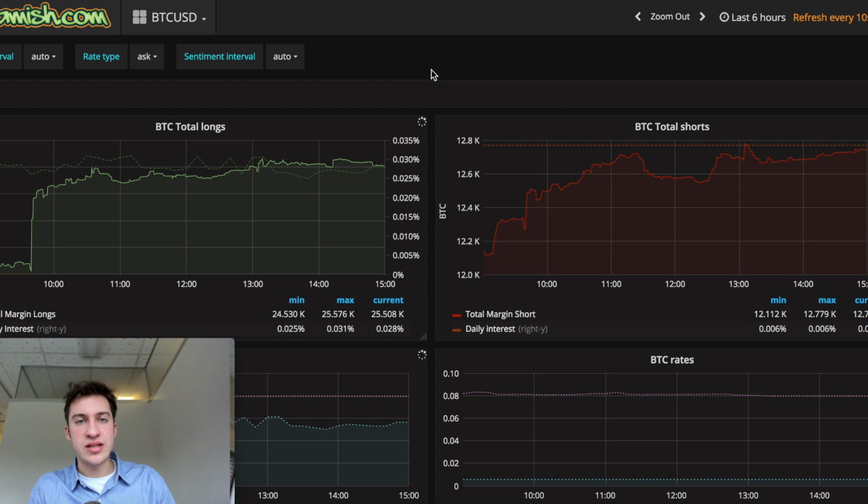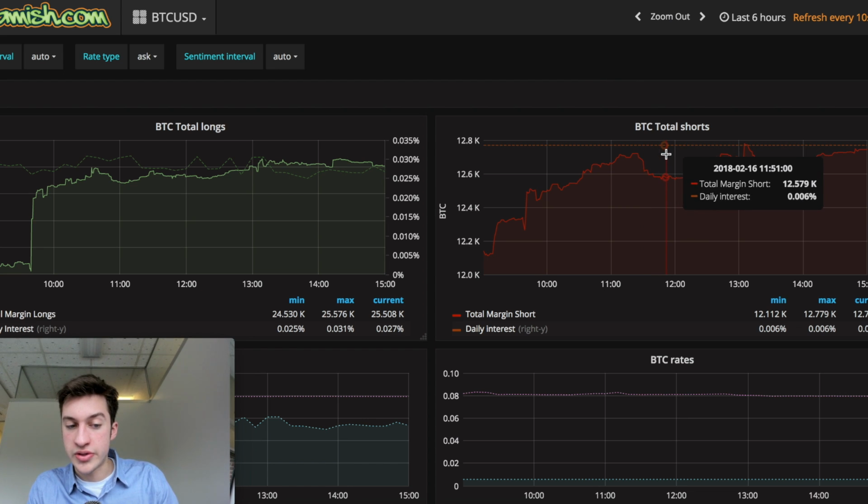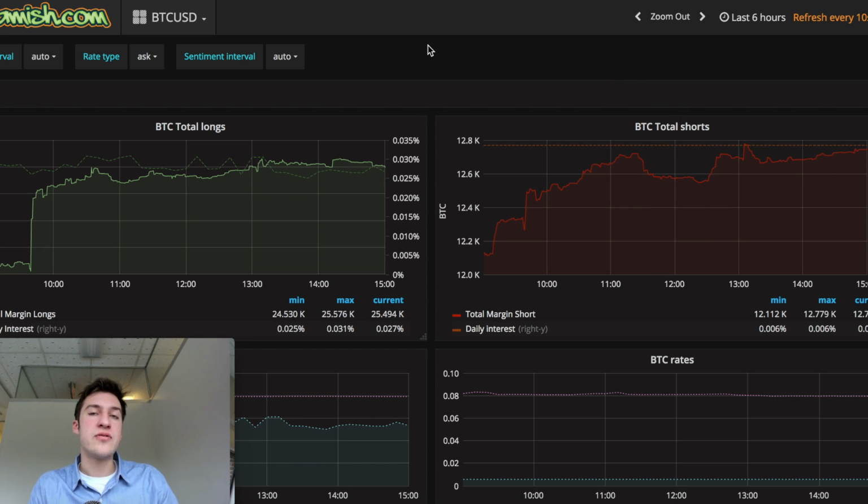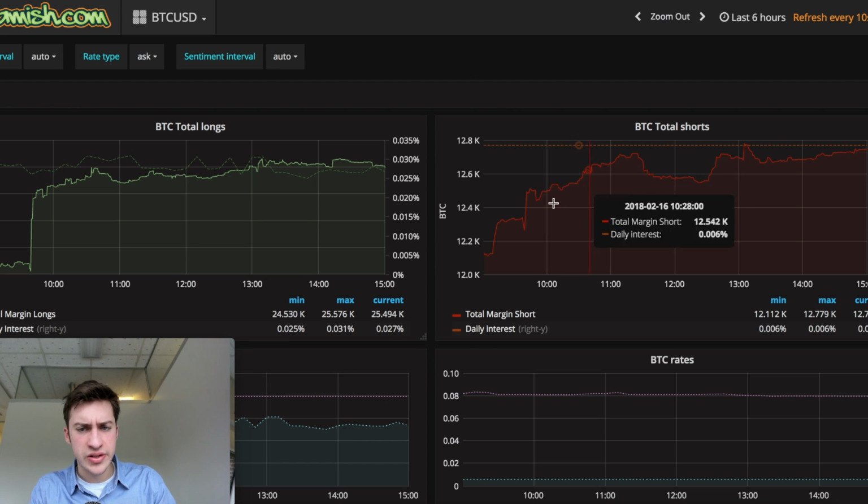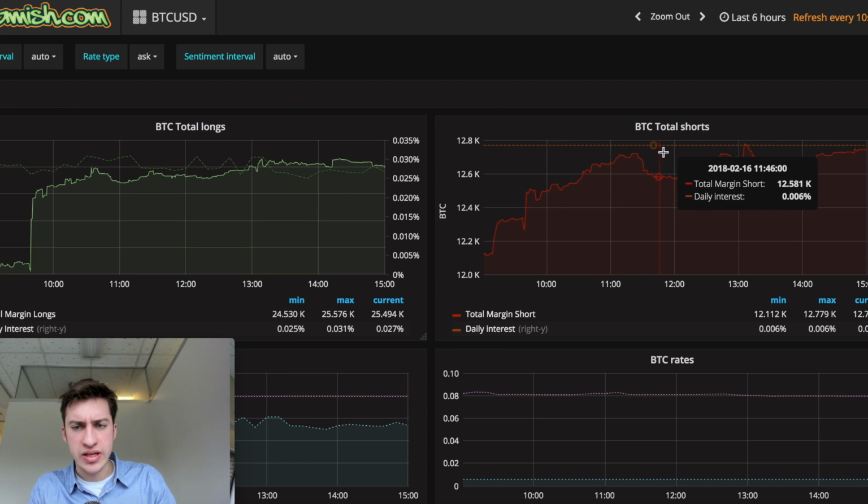When the interest rate continues to rise, or when the interest rate rises very quickly, that shows that there's a lot of interest to short BTC. If this interest rate was increasing very rapidly, I would expect that price would likely go down. Because remember, these people have not shorted yet. This isn't actual data. This is the interest data.